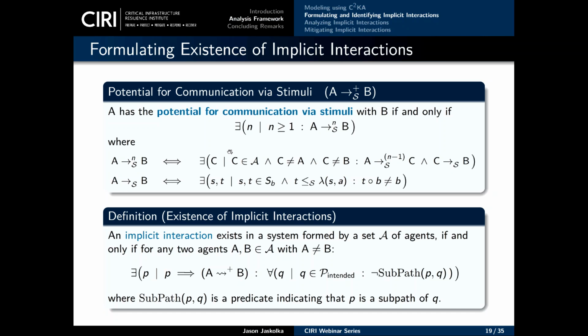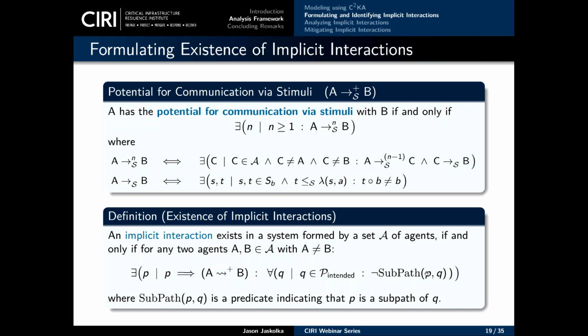And we can do the same sort of thing for shared environments. The difference is simply in the way that we define what it means for an agent to send a message to another agent. So that's not shown on the slide, but really when we take all of this together, an implicit interaction exists in our system if and only if for any 2 agents, A and B, where those are not the same agent, if there exists a potential for communication between A and B, which means that there exists this path, whether it's direct or indirect through intermediate agents, then any path in our intended set that's not a subpath will be implicit.